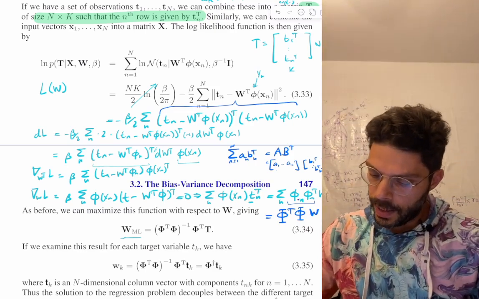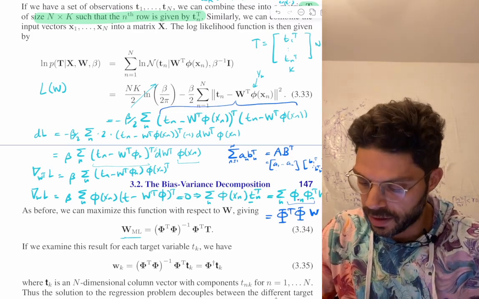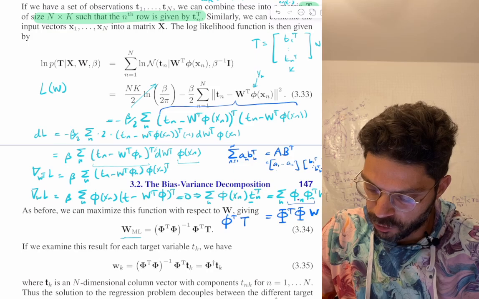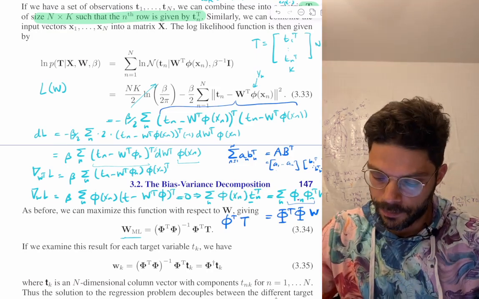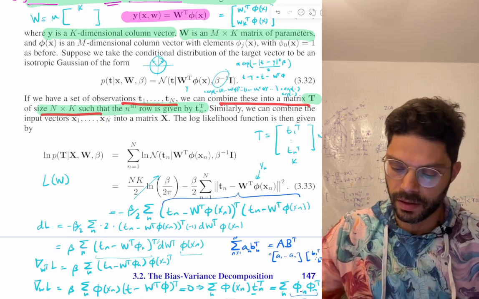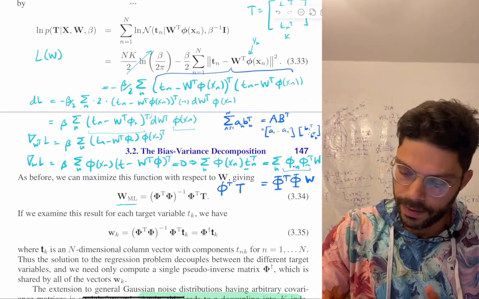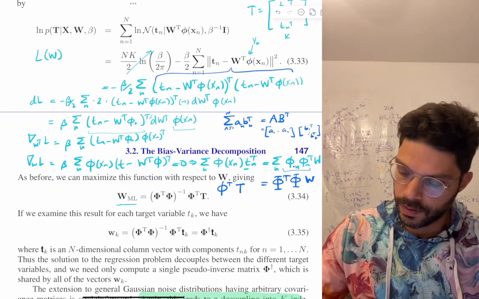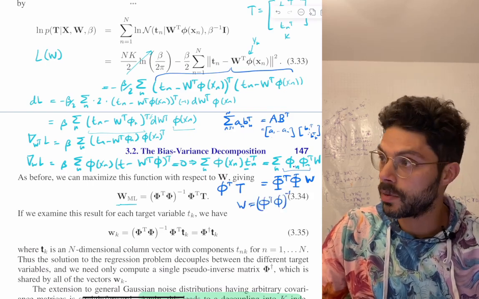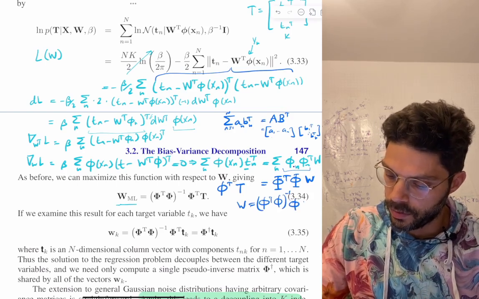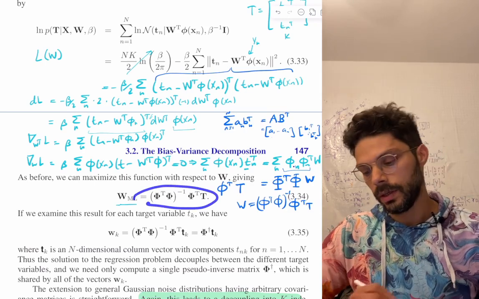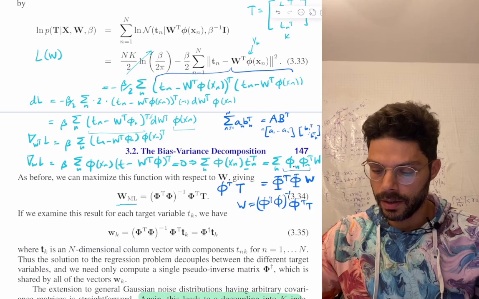Very good. And then we can apply the same thing onto the left side, and we see that this is just phi transpose times this big matrix T, where we pack all of our targets, which we already described here. We combine these into the matrix T of size N by K. And then all you do is say that W is equal to (phi transpose phi) inverse times phi transpose T, which is exactly this expression here. So that's all there is to it. It's just a little bit of algebra, and you get the same answer.